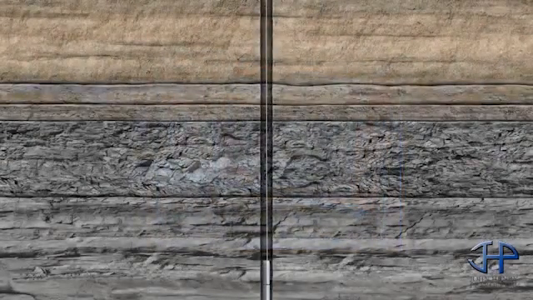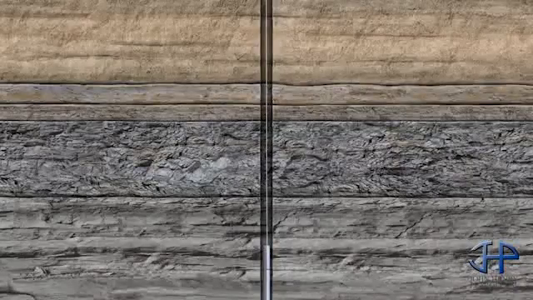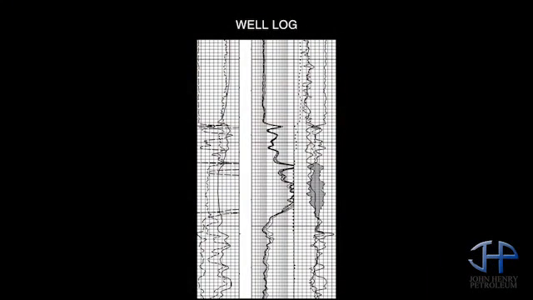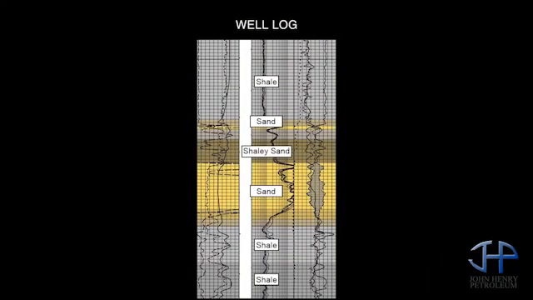As the probe is raised back up the hole, the various logging tools are activated by computers on the surface that produce a graph called a well log, which represents the geologic properties of the layers below the surface.